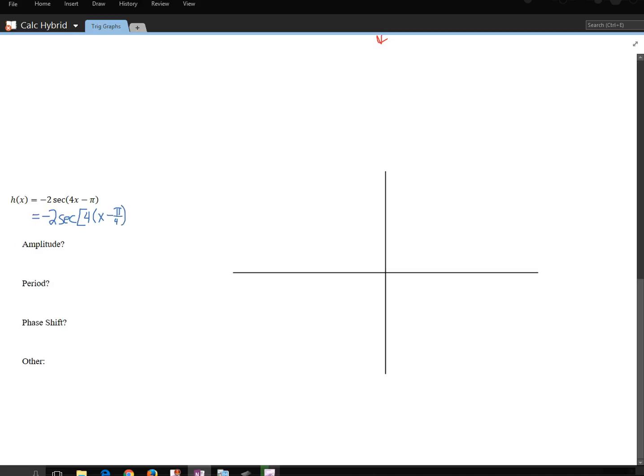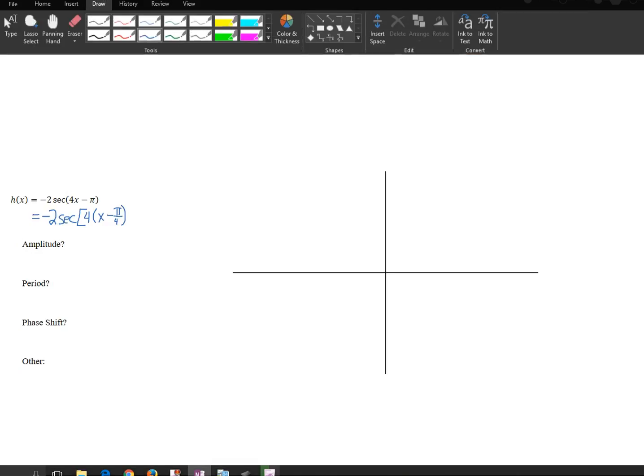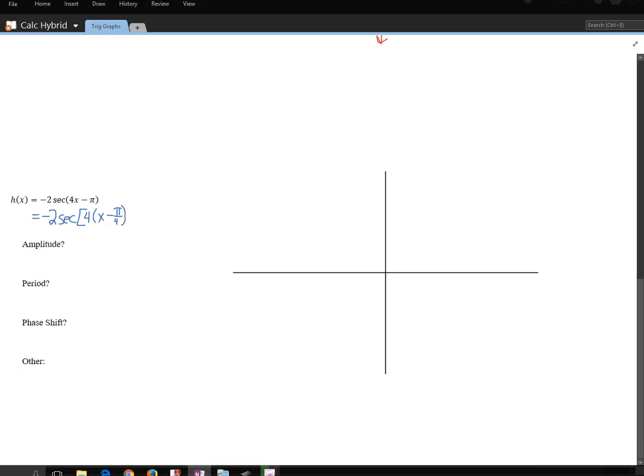The way you can check is you can actually distribute back and see if you get what you had. If you're unsure about factoring, you can always distribute back. So what would that be? That would be 4x, and then we'd have minus 4 pi over 4. Those would cancel out, so we'd have 4x minus pi. Okay, so that's correct. All right, so let's go back and grab blue again.